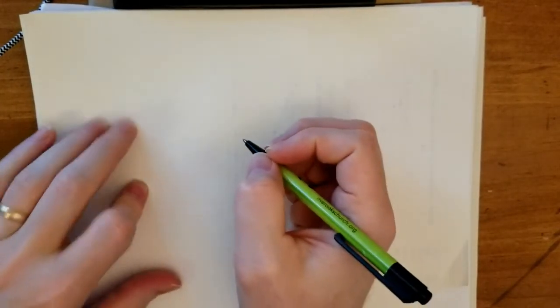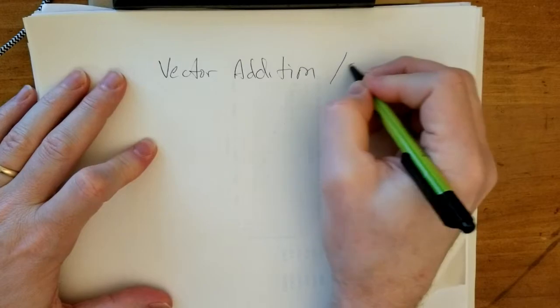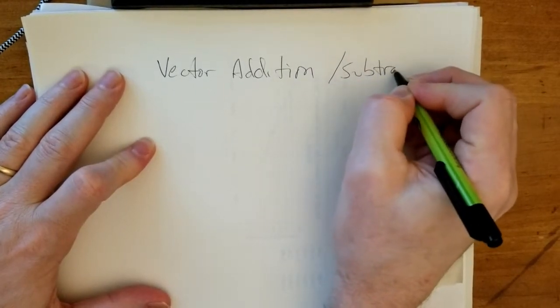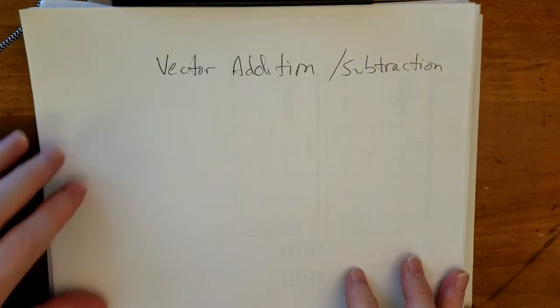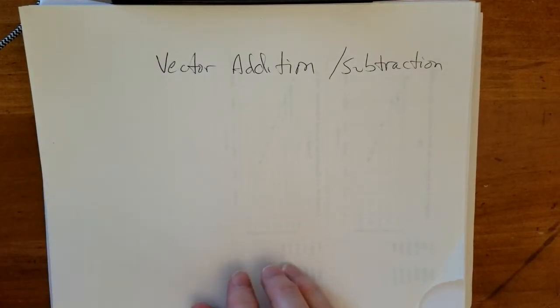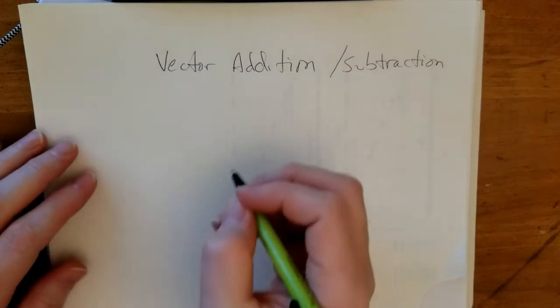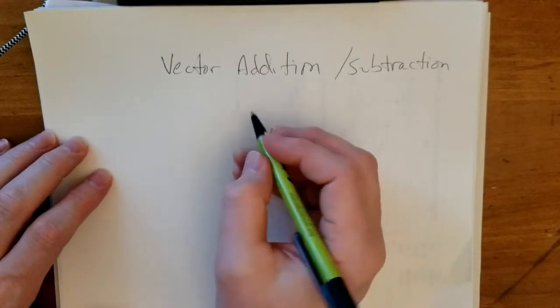Let's talk about vectors and vector addition more specifically. And I'll throw in subtraction also. Subtraction is not a huge concept, especially if you do it from an algebraic point of view. Subtraction is as easy as the subtraction you learned back in kindergarten.